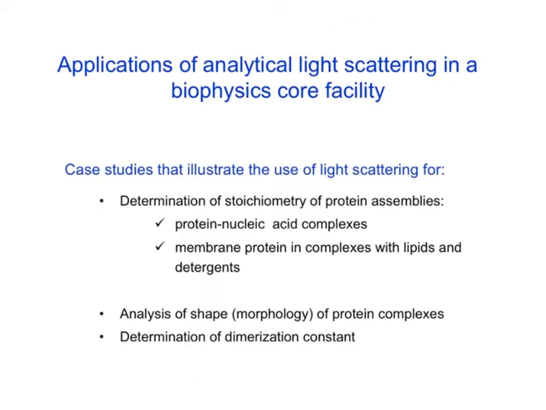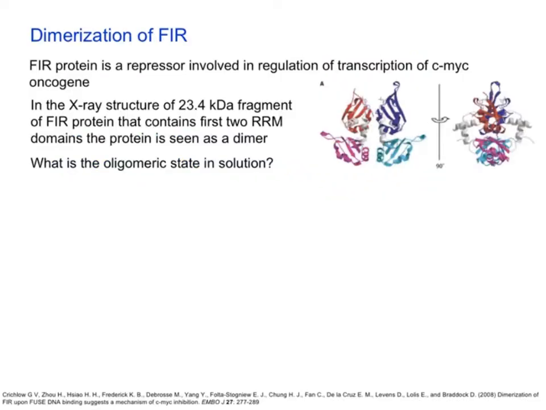The core has performed thousands of SEC-MALS analyses, and it was a difficult task to narrow down the presentation into just a few case studies. But I hope the examples I selected will illustrate how SEC-MALS analysis can answer biologically relevant questions, like determination of stoichiometry for protein-nucleic acid complexes or membrane proteins that are in complex with lipids and detergents, how the combination of static and dynamic light scattering can be used to analyze shape and morphology of protein assemblies, and finally, how we can determine dimerization constant from SEC-MALS measurements. So let's start with the studies of stoichiometry of protein-nucleic acid complexes.